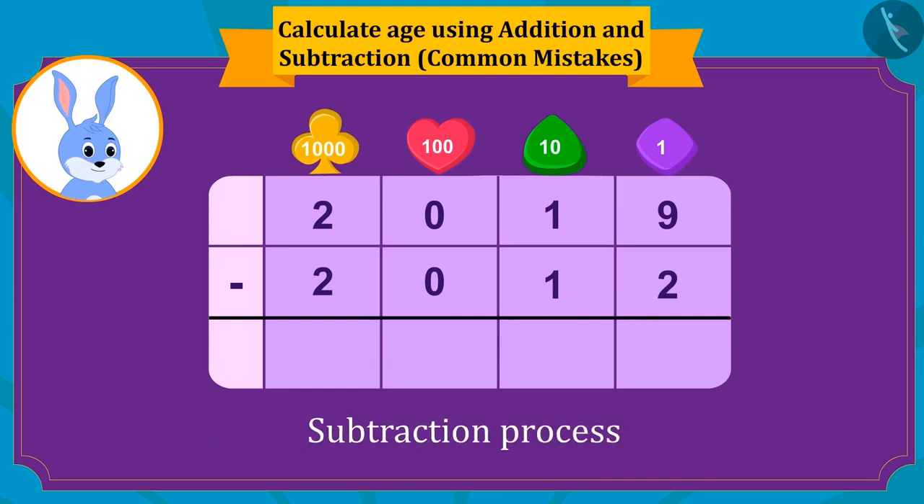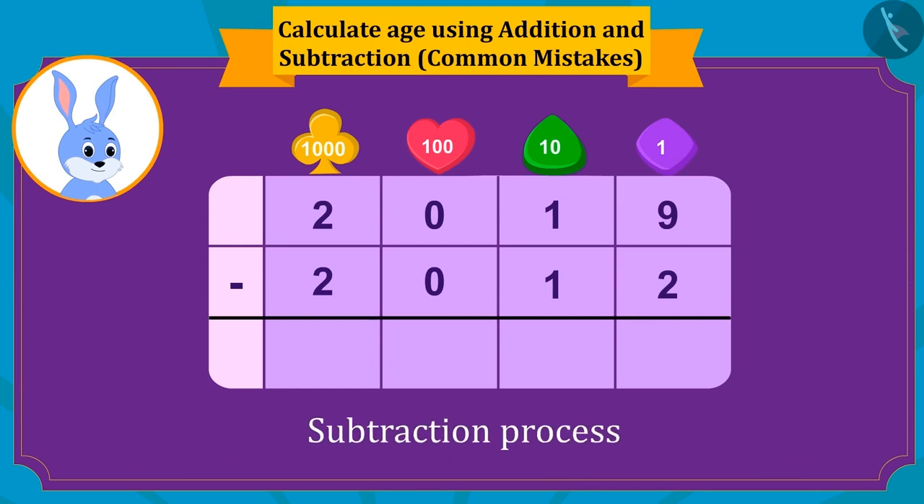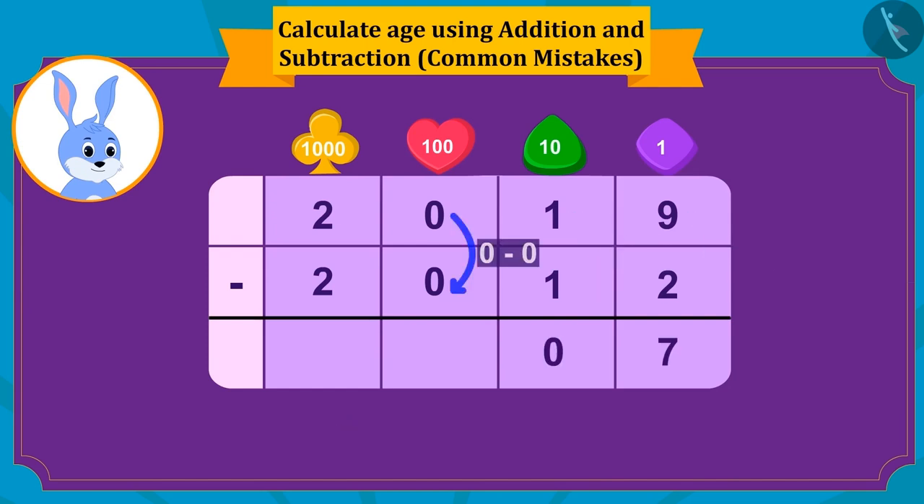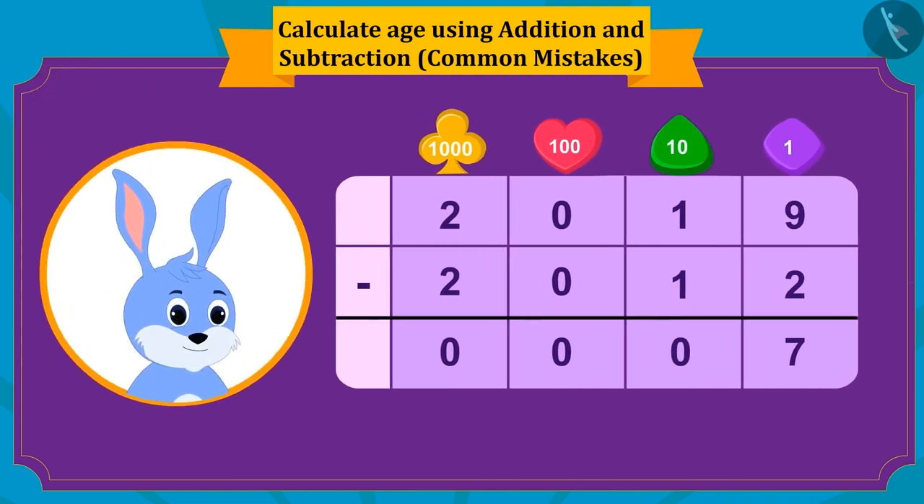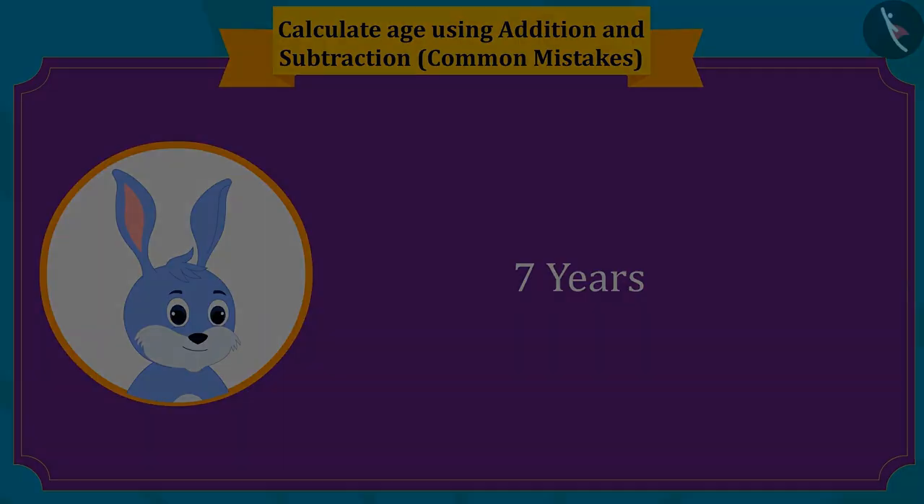Good. Bunny calculated his age by using the subtraction process in this way. Children, has Bunny done the subtraction correctly? Yes, Bunny has done the subtraction right. Hence, Bunny calculated his age as 7 years, which is right.